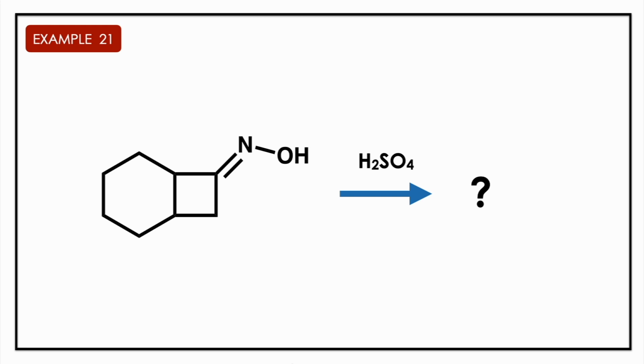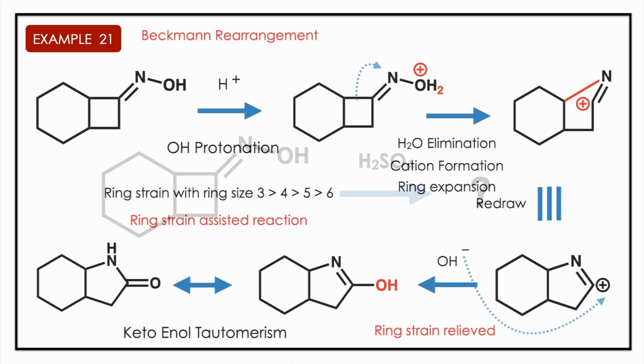Then the next example. Here you have a fused system, a 6-member and a 4-member ring fused together. You have an oxime on the 4-member ring. You are using sulfuric acid. You should find what will be the final product. Here you have an oxime and you are using acid, so Beckmann rearrangement. The first step will be acid attacks the hydroxyl group to form H2O.